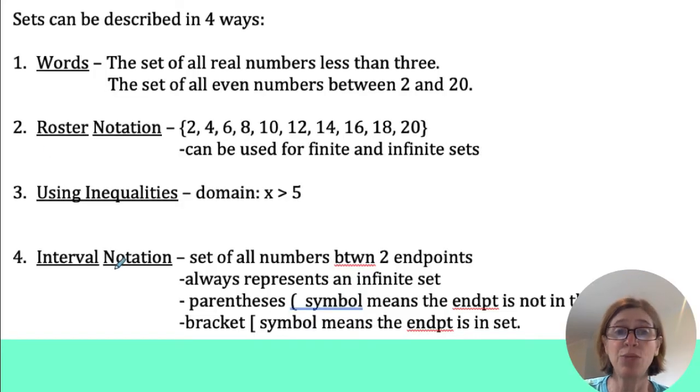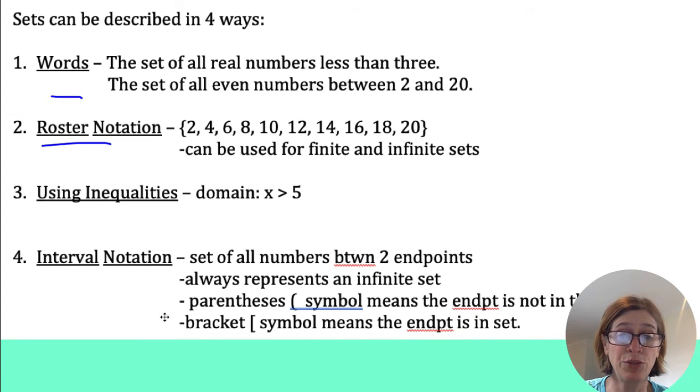So when we're talking about sets, we can describe them in many ways. We can describe them in words, or roster notation, where we put brackets or sometimes parentheses around them, and we can use those for both infinite and finite sets, although they're usually used for finite sets. We could use inequalities, such as x is greater than 5, so that's telling me I want every number greater than 5. Or the new one that we're going to really be talking about this year is interval notation. This is when we're looking for an infinite set, or a set of numbers between two endpoints or from one endpoint going on.